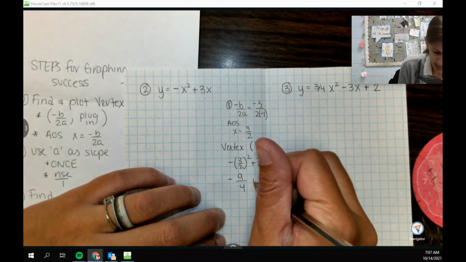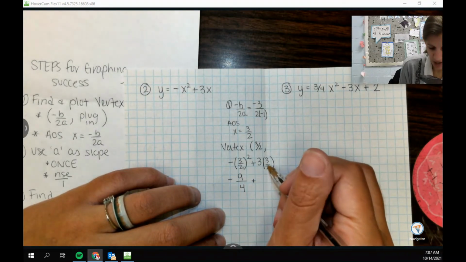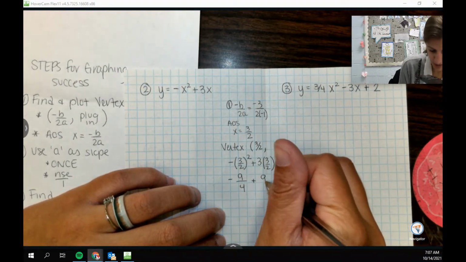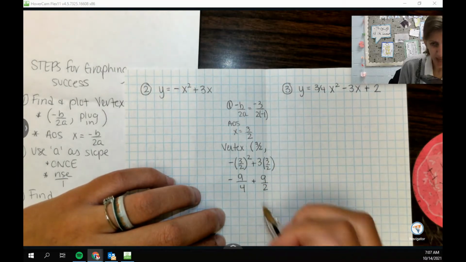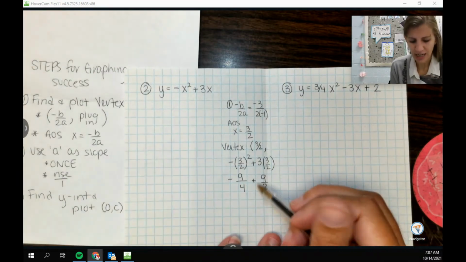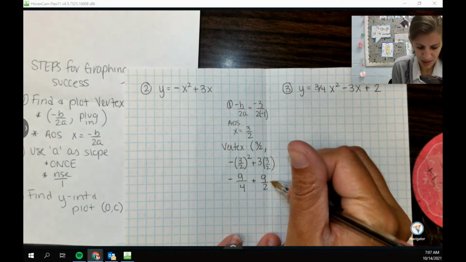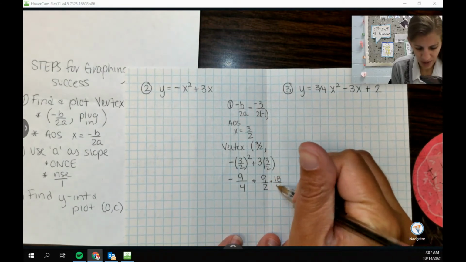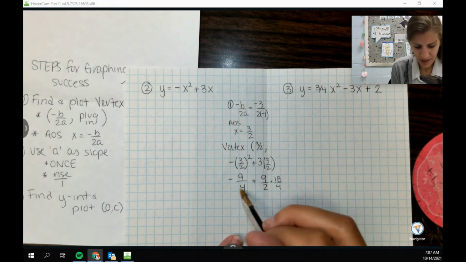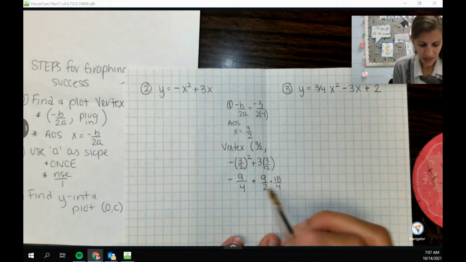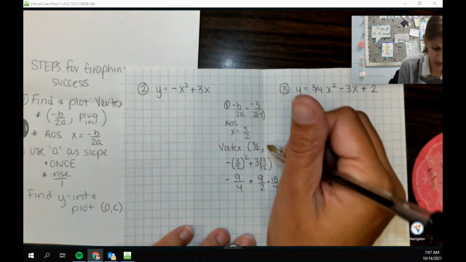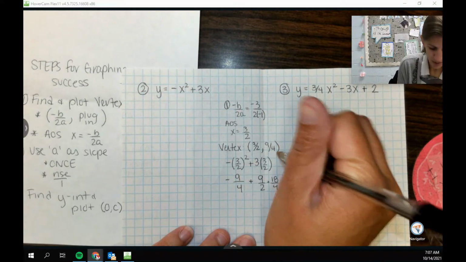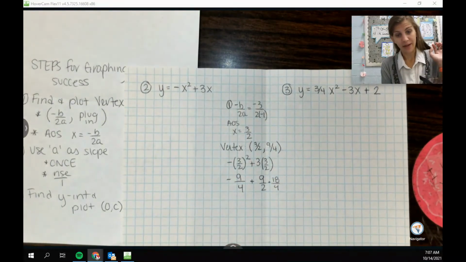And then when I add here, or multiply here rather, we're going to have 9 over 2, which I can't add these right now, but if I change this 9 over 2 to 18 over 4, like if I just double everything, then I can. And so when I add those up, I'll actually have 9 over 4 for my vertex y value.